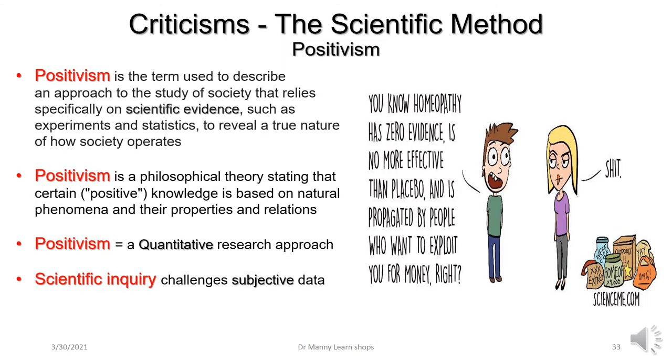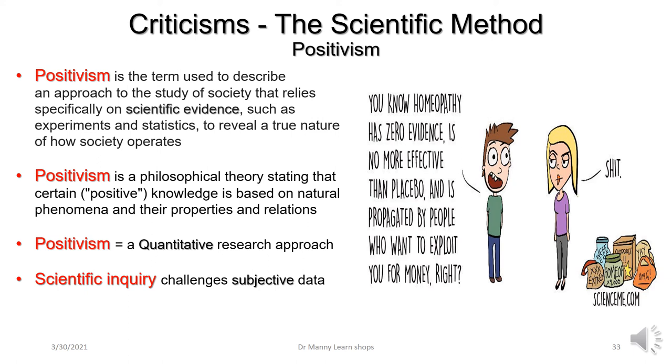Now, the scientific method relates to what is called positivism. Positivism is a term that's used to describe an approach to the study of society that relies on scientific data, scientific evidence, such as statistics, experiments, numbers, to reveal the true nature of how society operates.